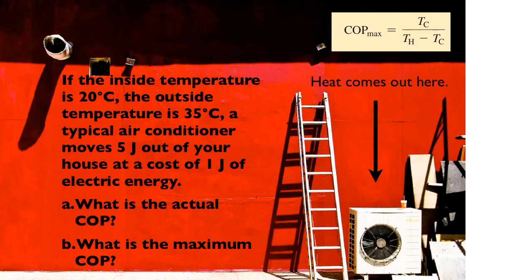Now, another type of heat pump you can have is an air conditioner, and your air conditioner keeps the inside of your house cool when the outside is warm. And heat would naturally flow from the warm outside to the cool inside. And so you've got to take that heat and you have to pump it back out. So let's calculate, okay? If the temperature inside your house is 20 degrees Celsius, and the temperature outside is 35 degrees Celsius, a typical air conditioner is going to move 5 joules out of your house at a cost of 1 joule of electric energy. So we can compute the actual coefficient of performance and the maximum coefficient of performance, given this expression right here for the maximum possible coefficient of performance. And let's do that.